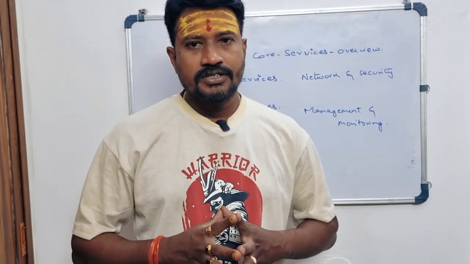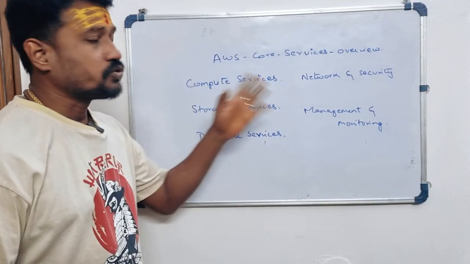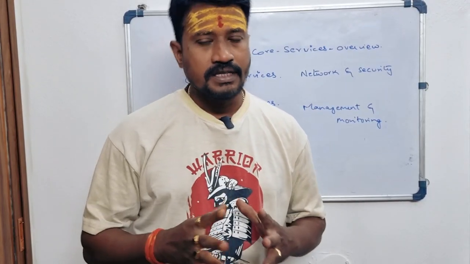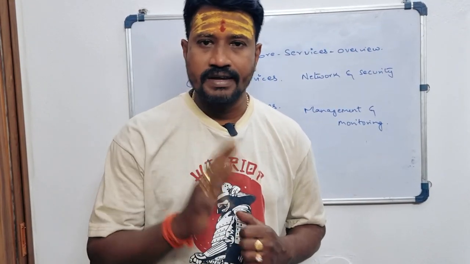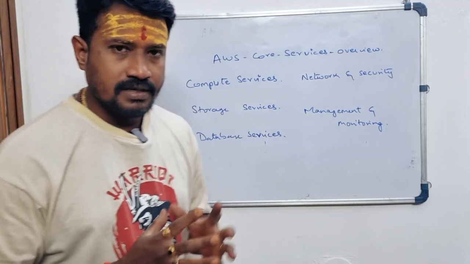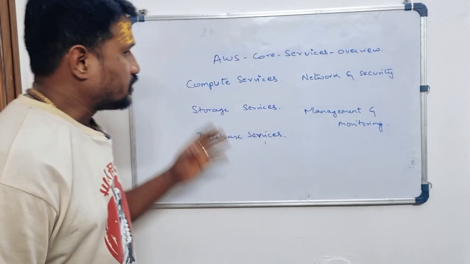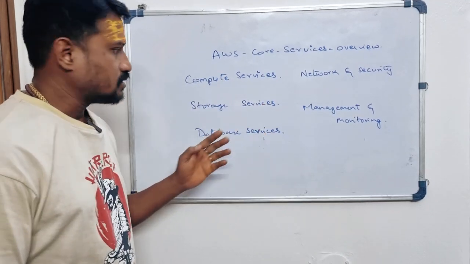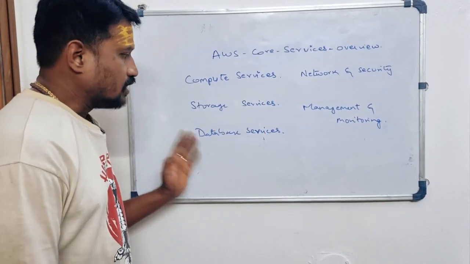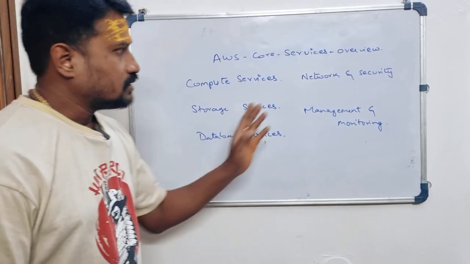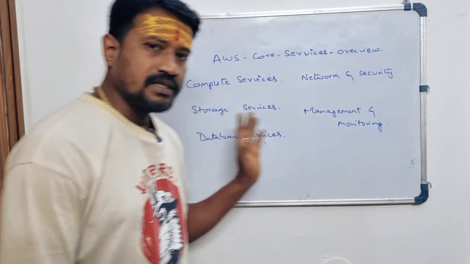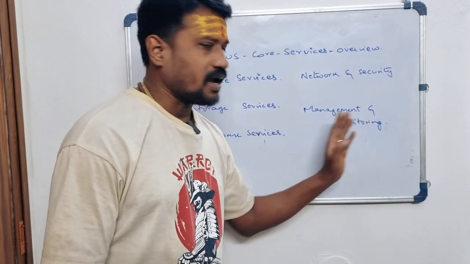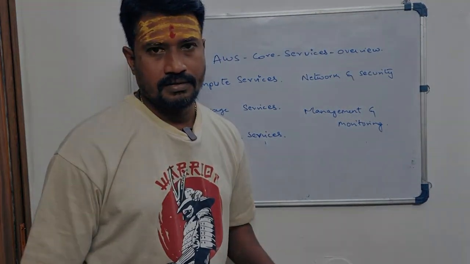So friends, let us now try to understand what the core services offered by AWS are. I have categorized these services into 5 segments. We will discuss this in detail. The first segment is compute services, followed by storage services and database services. The next verticals within these categorizations are network and security, and management and monitoring services.